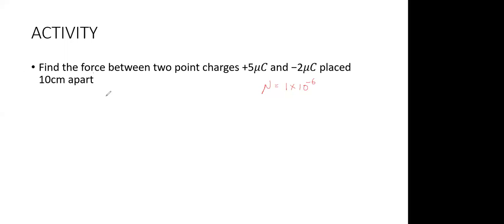Now here we have 2 point charges. This is my charge, which is a +5 microcoulomb. And I have another charge here, which is a -2 microcoulomb. They are telling us that these charges are placed at a distance, which is 10 centimeters apart.